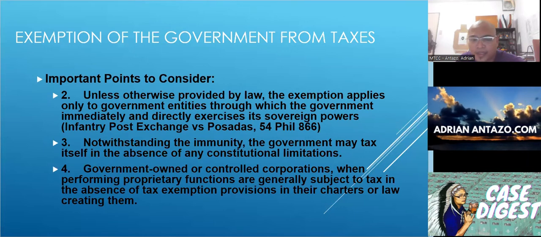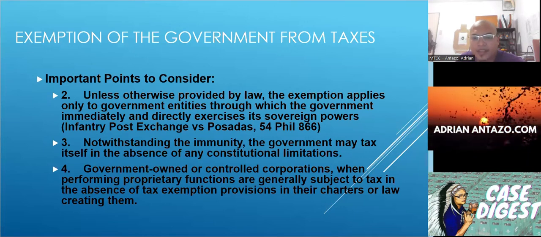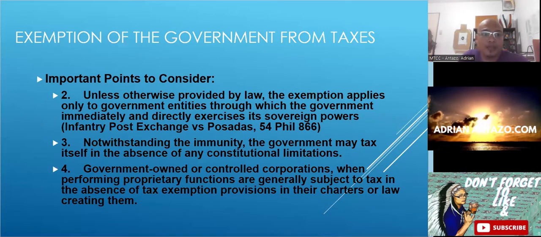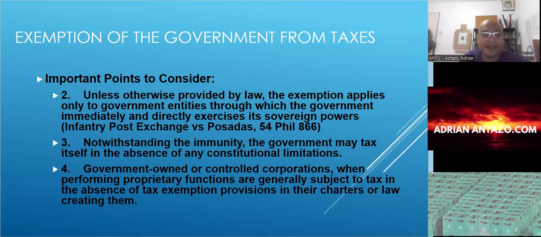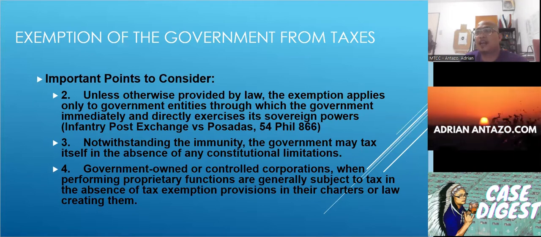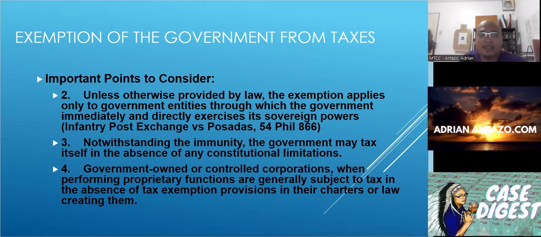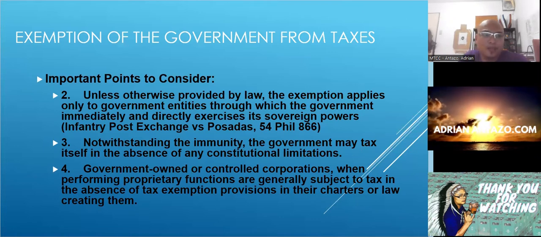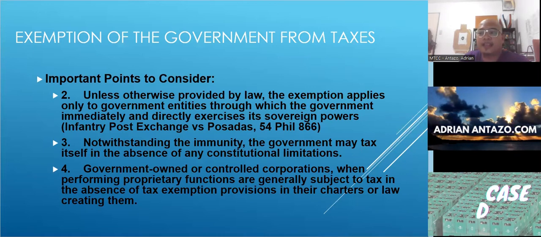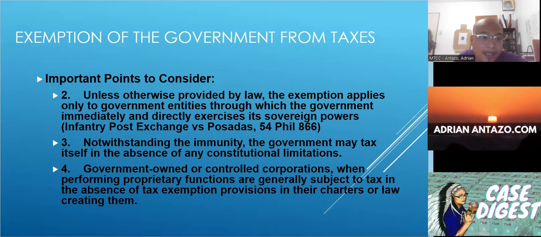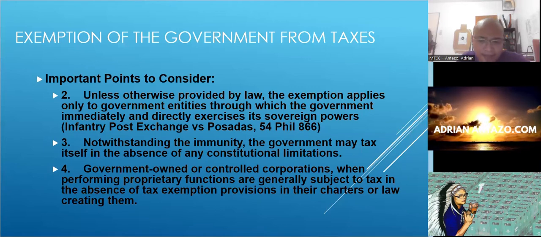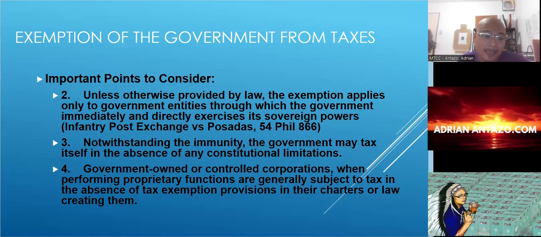Next is government-owned and controlled corporations performing proprietary functions, which are generally subject to tax in the absence of a tax exemption provision in their charter or the law creating them. So usually, government-owned and controlled corporations such as SSS, PhilHealth, GSIS, right? Those are government-owned corporations. Without any exception in their charter, they should be taxed, even though they earn money, okay? Those government-owned and controlled corporations earn revenue, right? If it is stated in their charter that they should not pay tax, then they should not pay tax. But in the absence of that stipulation in the law that created them, they need to pay tax.